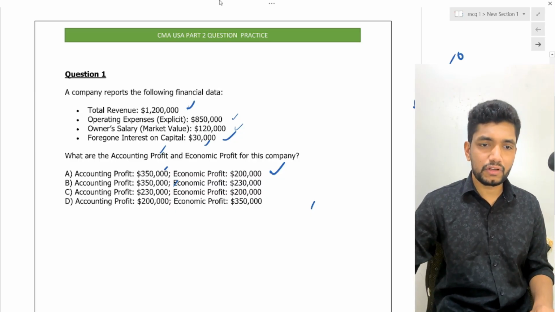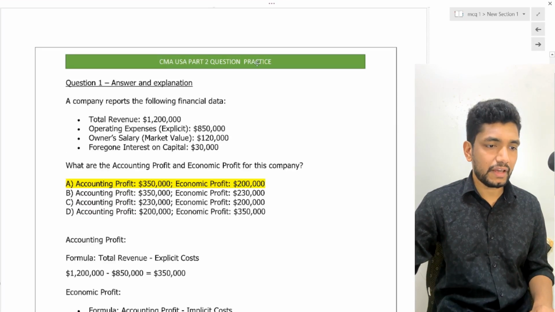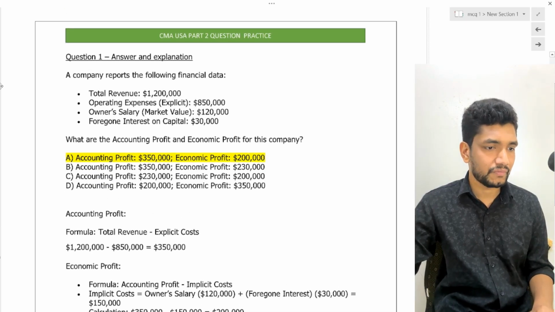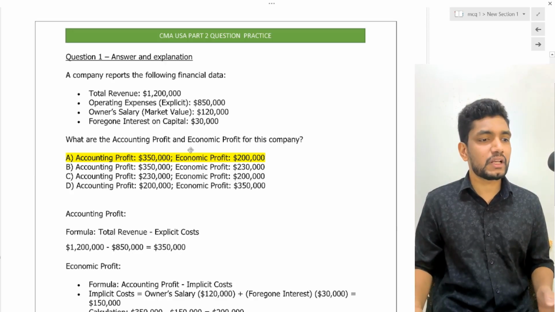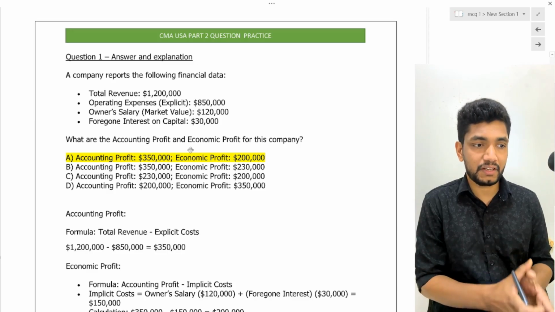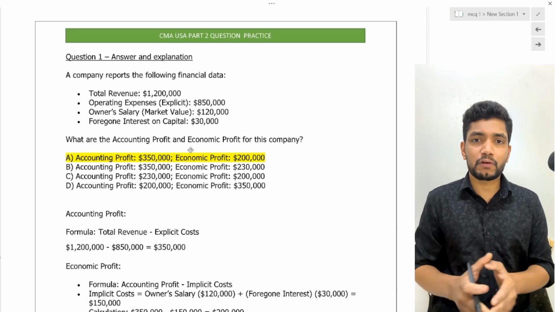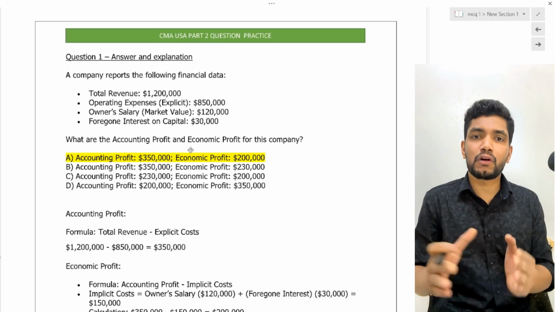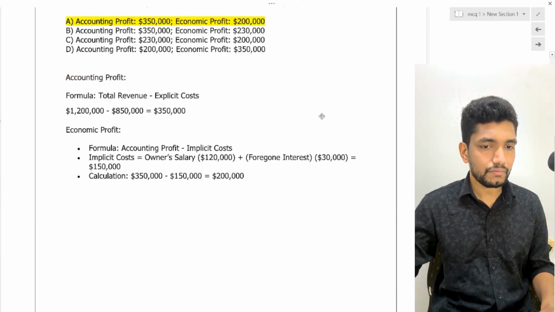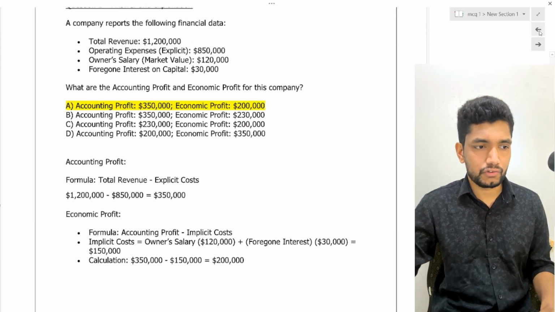Let's move to the explanation I have given here, so you can read it. The accounting profit is 350,000, that is total revenue minus all explicit operating expenses. Then the economic profit is accounting profit minus all opportunity costs. So let's move into the next question.